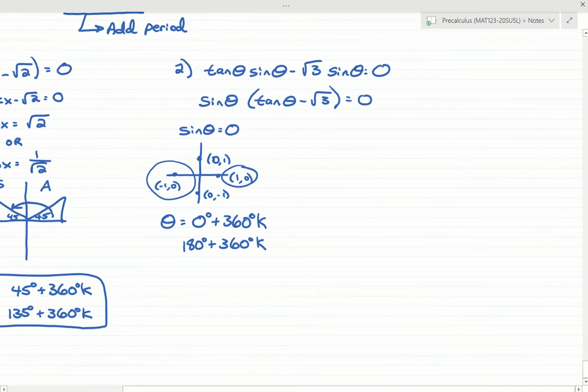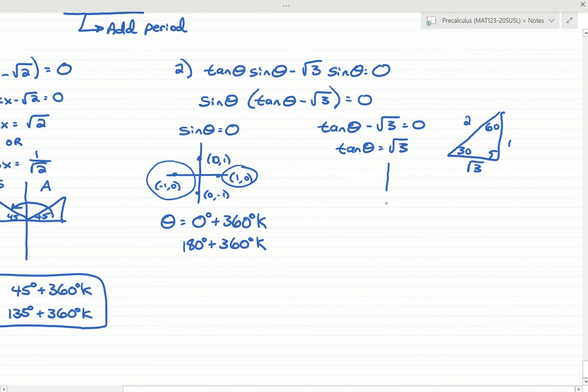Let's look at this other piece. When would tangent of theta minus root 3 equal 0? Well, we could bring the root 3 on the other side. And we get a tangent of root 3 from our 30, 60, 90 triangle: 1, 2, and root 3. The tangent of 60 degrees would give us root 3.